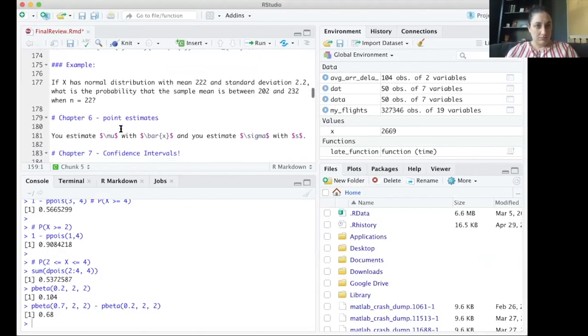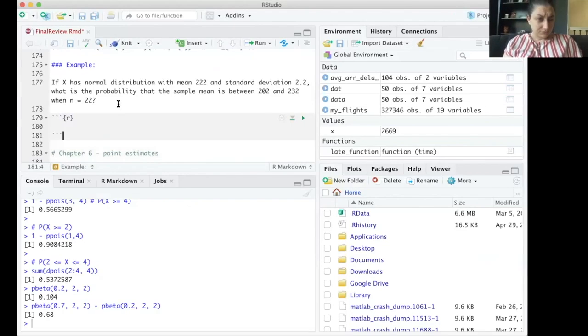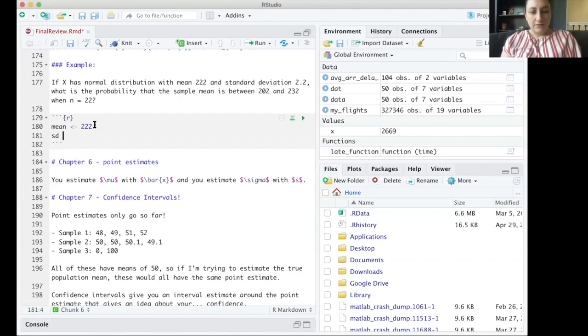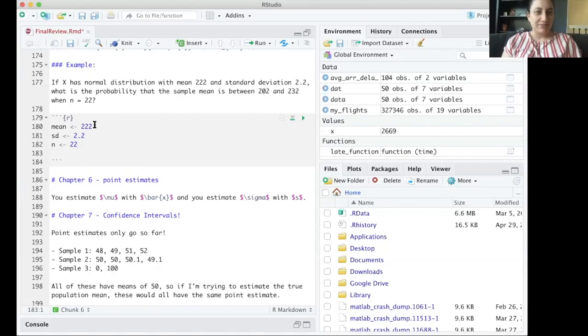All right, so if we have our normal distribution with a mean of 222 and standard deviation of 2.2, and our n is 22. Oh, I thought it was funny when I made this up. Sorry, I forgot about this.